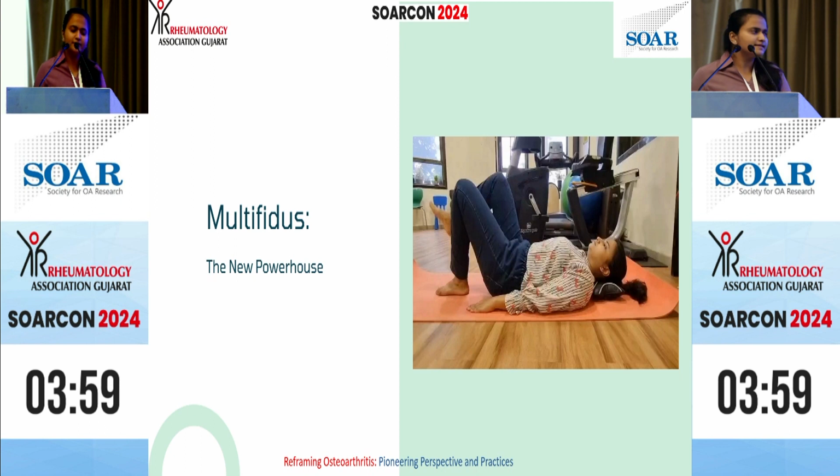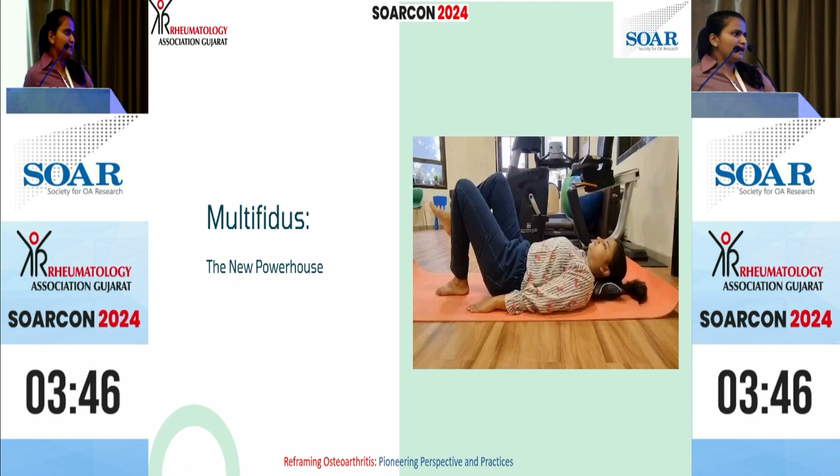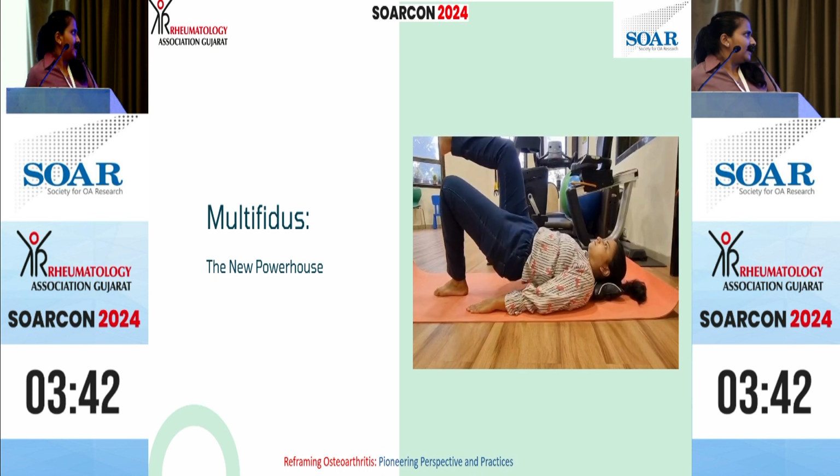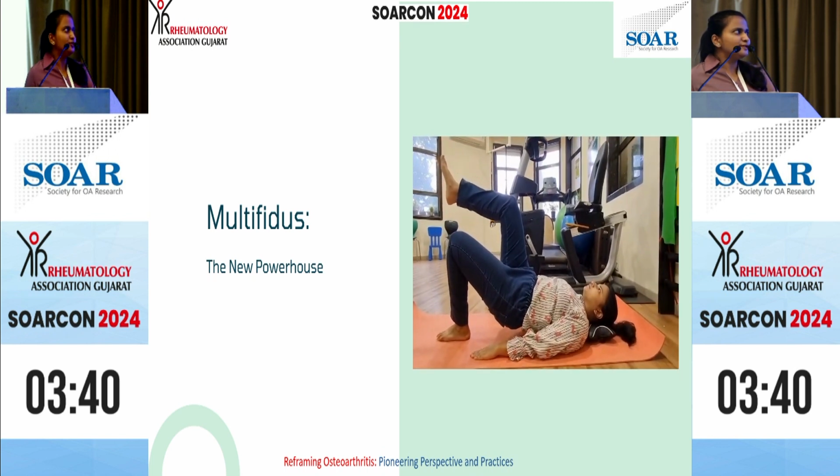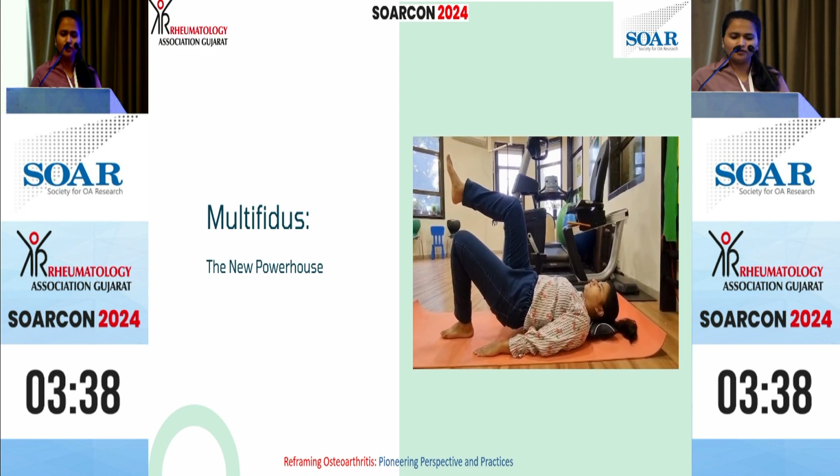The multifidus is a crucial muscle that often gets overlooked, and it's a new powerhouse because it helps your spine to stay in neutral. Multifidus is a really important muscle. So here there is neutral spine, and maintaining the neutral spine, we have to work on the loading of the multifidus.